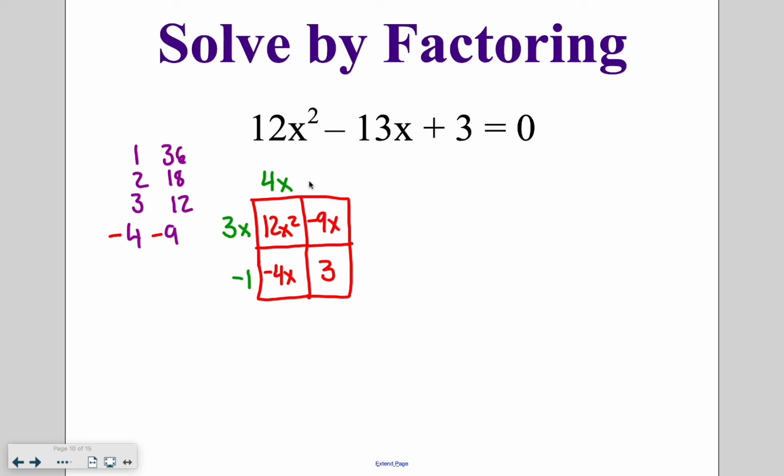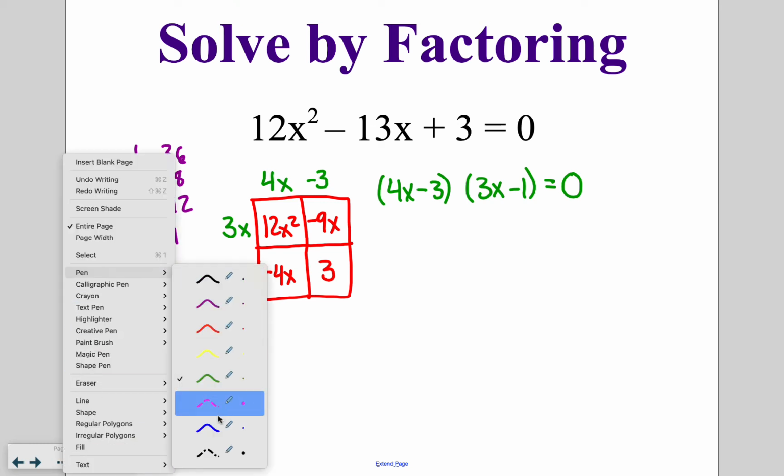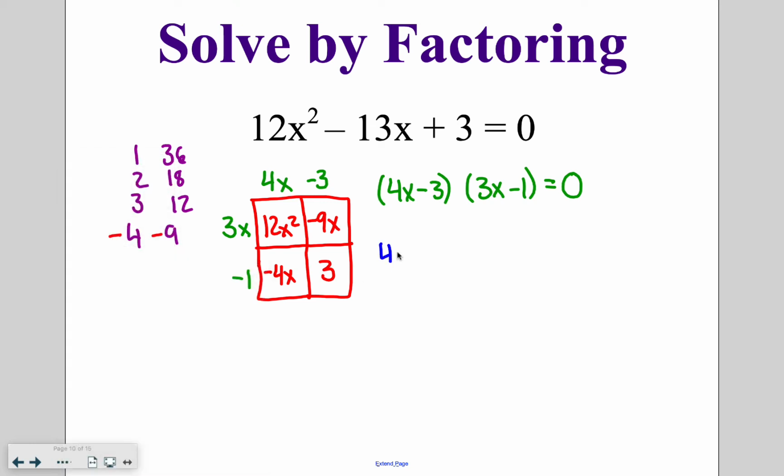3 times negative 3 gets us to 9, and negative 1 times negative 3 does in fact give us a positive 3. So my two factors here are 4x minus 3 and 3x minus 1. Both of those are going to be multiplied to get to 0. So now I need to solve my two pieces. The first one being 4x minus 3 equals 0.